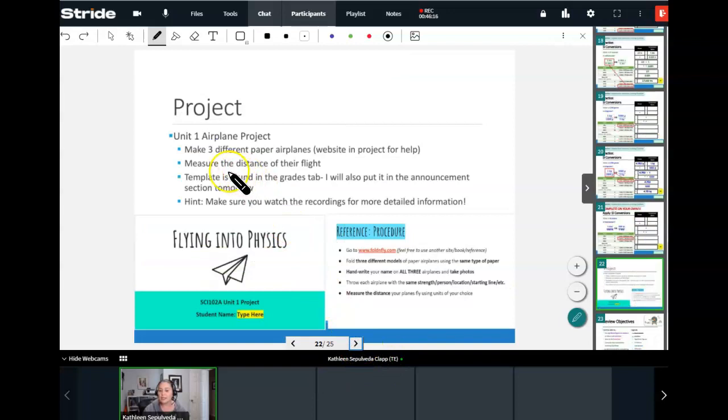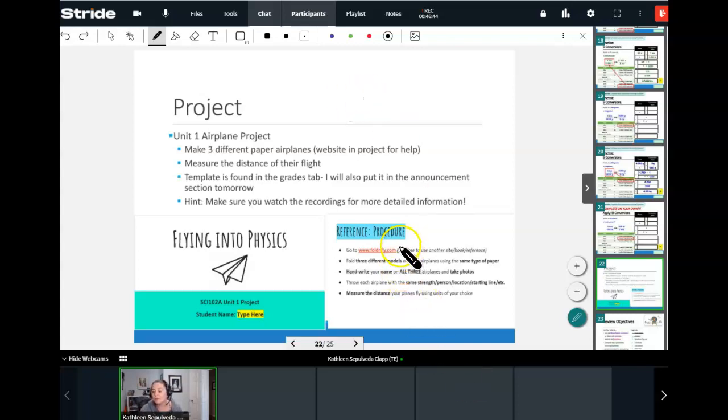So just before we leave, our first project is our Unit 1 airplane project. Here's just the gist of it. You're going to make 3 different paper airplanes. The website is in the project for help. You're going to measure the distance of their flight, and we're going to analyze a little bit of that. Templates are found in your grades tab. Will also be put on the announcements section tomorrow. Hint, hint, make sure you watch the recordings for more detailed information. I go through it step by step.